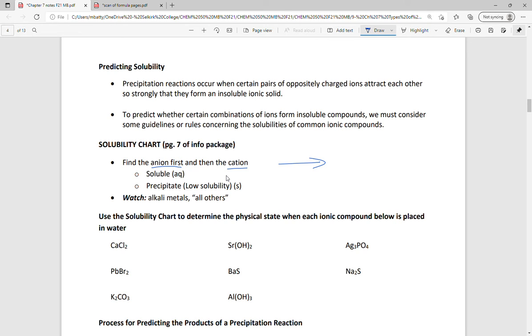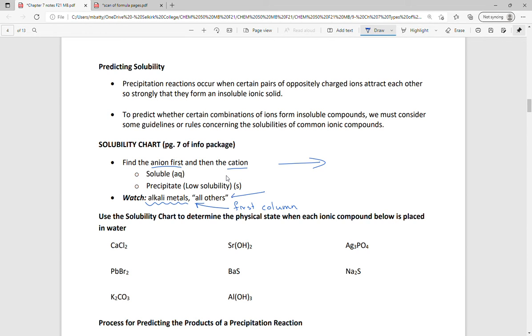There are some to watch. So the alkali metals, those would be in the first column of the periodic table. So it doesn't list them all specifically, but we'd have to know that sodium and potassium and all that, they're an alkali metal.